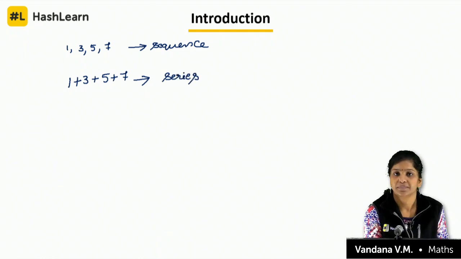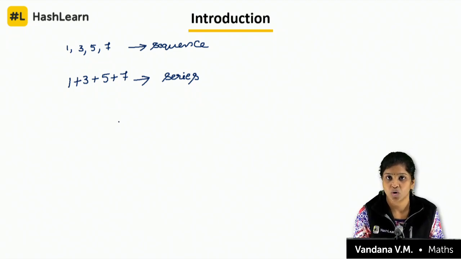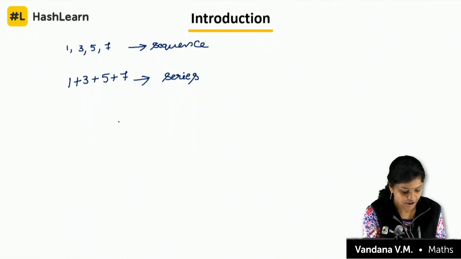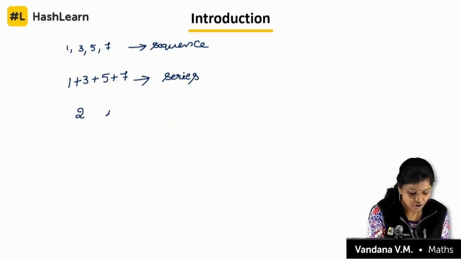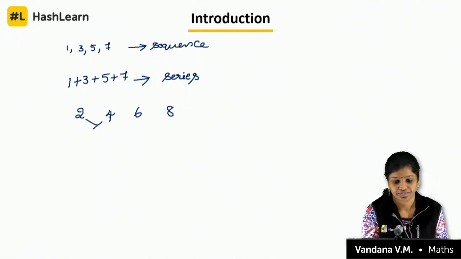This we learnt. Now, what is arithmetic progression? Finding the nth term also in a particular manner. Suppose you have 2, 4, 6, 8. What is the common difference?